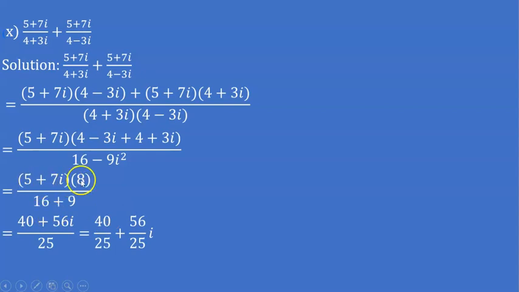And next simplification, 5 into 8 you will get here 40. 7i into 8 you will get here 56i. And to the denominator 16 plus 9 you will get here 25. Next simplification, that is a split up 40/25 plus 56/25 into i, which is of the form a plus bi.